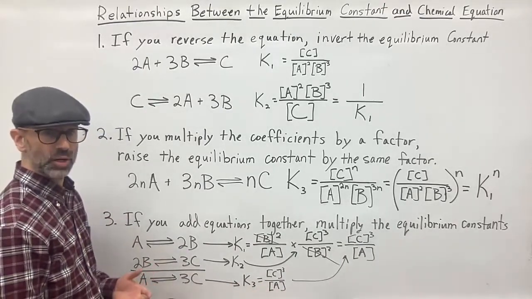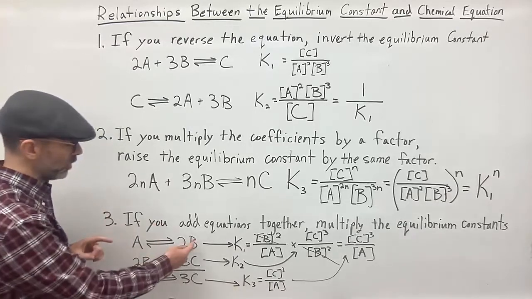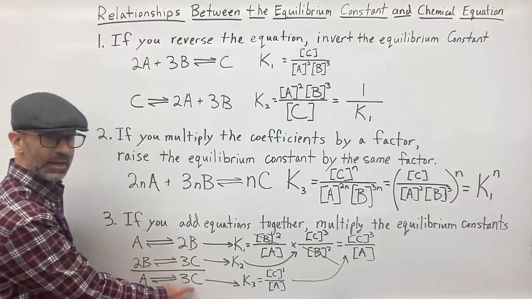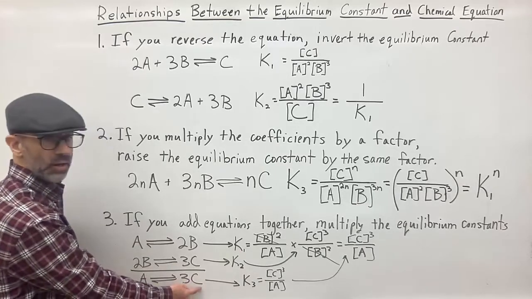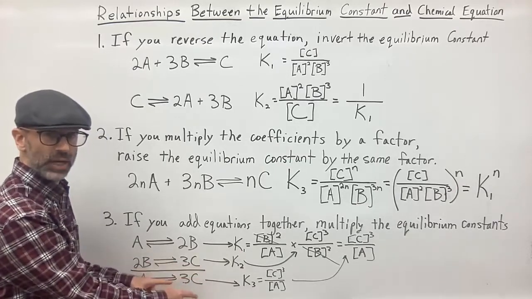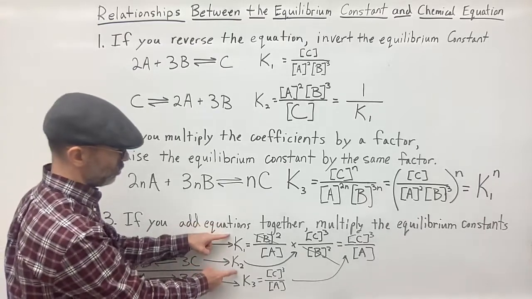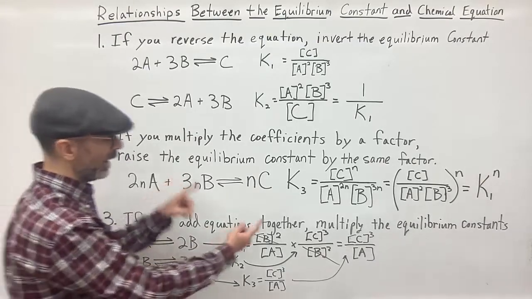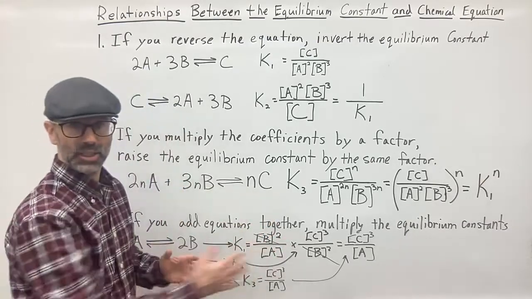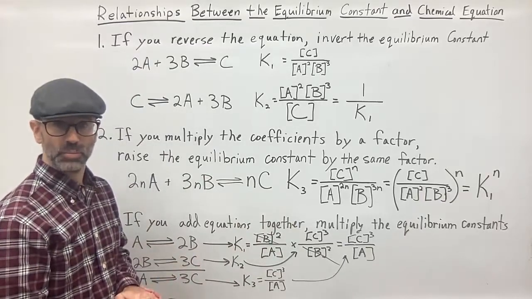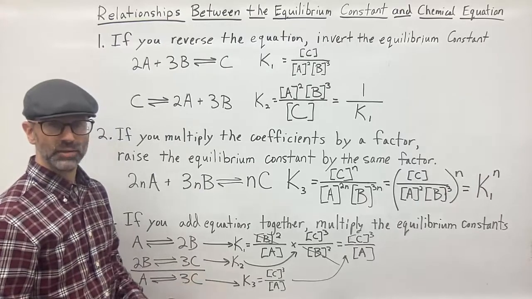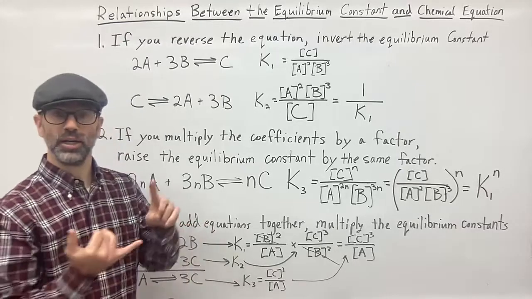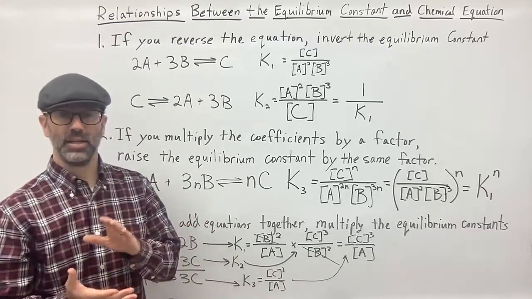So what this is showing you is that if you know the equilibrium constants for two equations and you add them together to get a third equation, and you want to know the equilibrium constant of your resulting equation, all you do is take the two equilibrium constants you know from the equations you added together and just multiply them, and that resulting constant will be the equilibrium constant for your resulting equation. So those are the three main relationships between your equilibrium constant and the chemical equation.